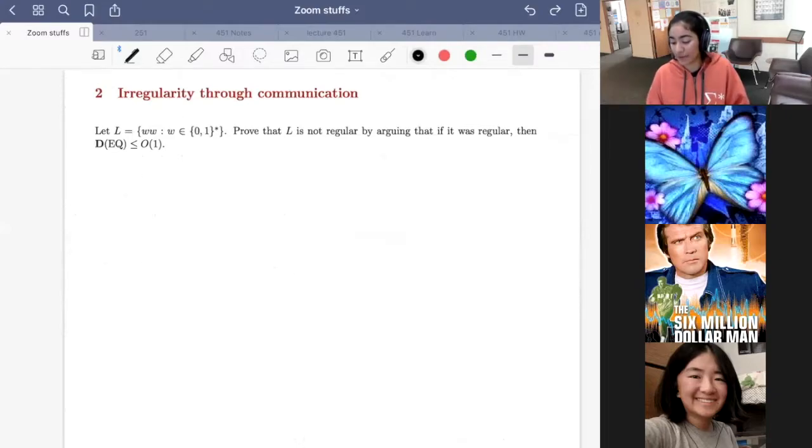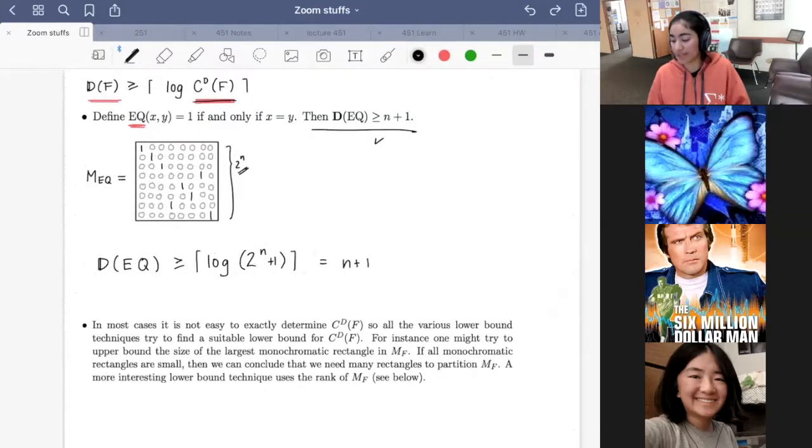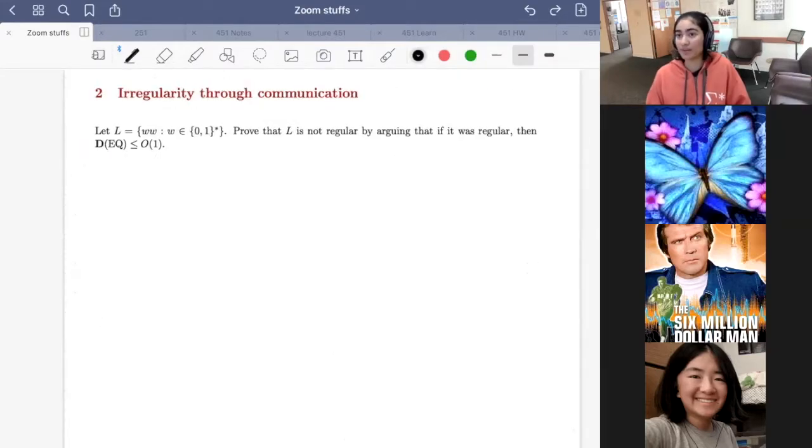So we define this language, WW. In other words, the same string repeated twice, one after the other. And we know that this language is irregular if you did the pigeonhole principle argument from before. But now we're going to try and prove that it's irregular using communication complexity. So we just saw that the deterministic complexity of equality is greater than or equal to n plus 1. And now we're going to get a contradiction by saying, we want to show that if L is a regular language, that's going to imply that the deterministic complexity of equality, instead of being at least n plus 1, is going to be constant time.